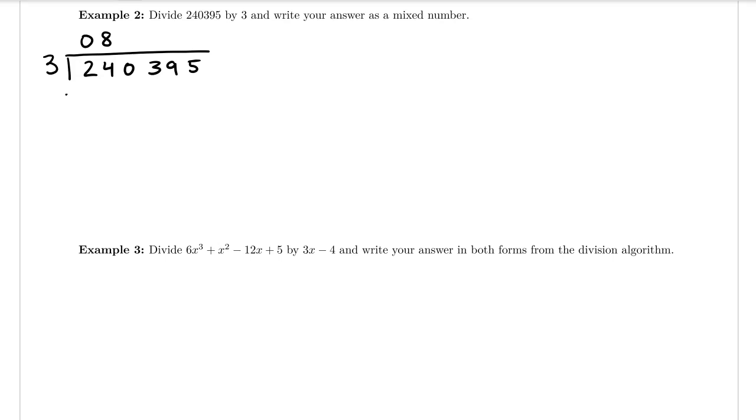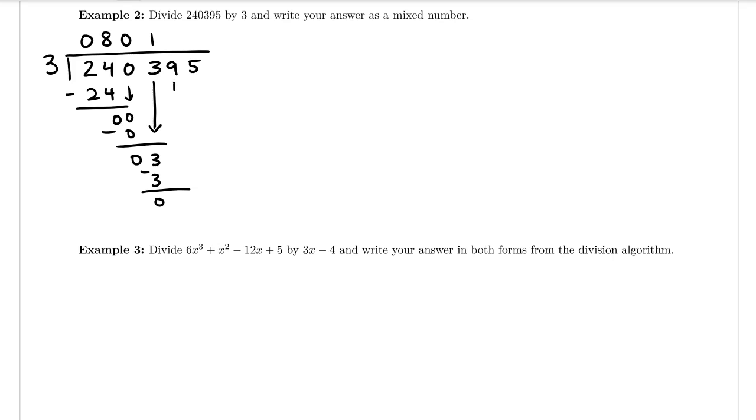So now I'm going to subtract off 24 because 3 times 8 is 24. That's going to leave me with 0, and then I'm going to bring down this next digit. 3 goes into 0 0 times. That's going to give me 0. 0 minus 0 is 0. And then I'm going to bring down this digit, so I have a 3. Now I want to know how many times does 3 go into 3. That happens 1 time, so I'm going to put a 1 here.